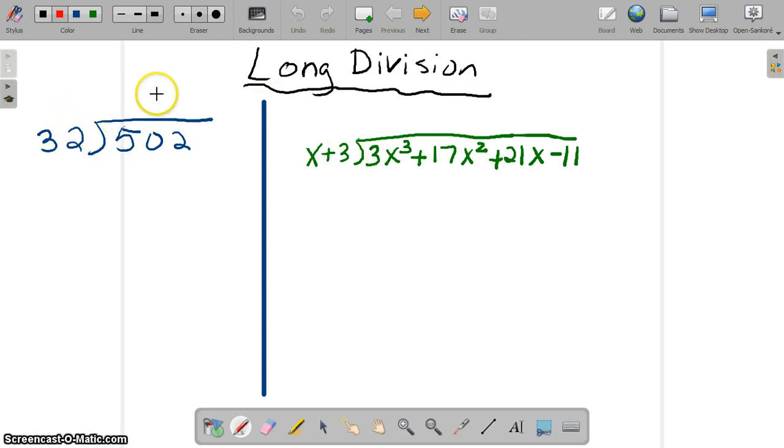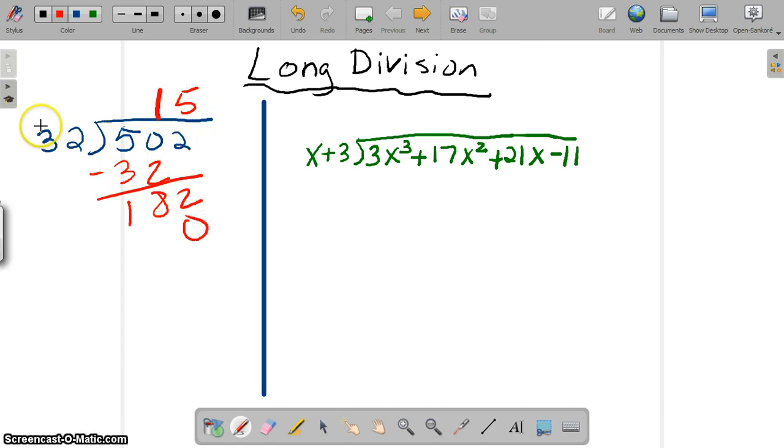Okay, so 32 goes into 50 one time. 1 times 2 is 2. 1 times 3 is 3. And then you subtract, and you get 18. Then you bring down the 2. 32 goes into 182, I guess about 5 times. So 5 times 2 is 10, carry the 1. 5 times 3 is 15, so that's 16, and you subtract, and you have 22.